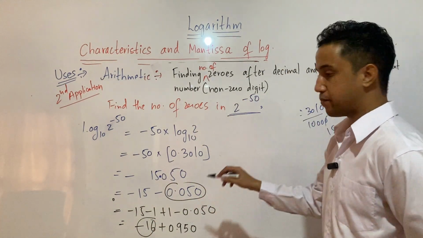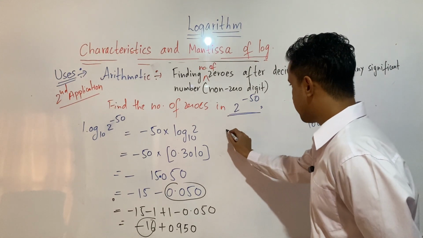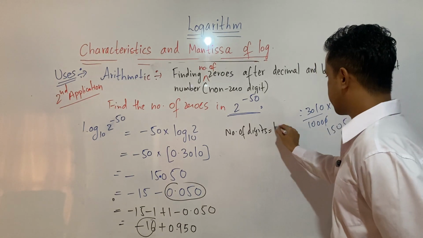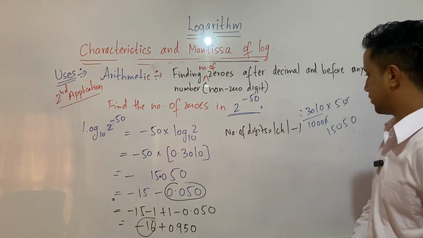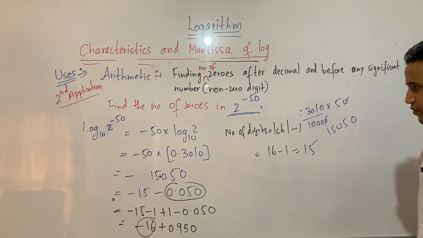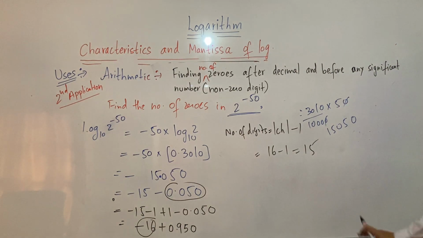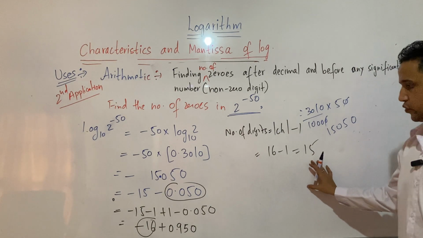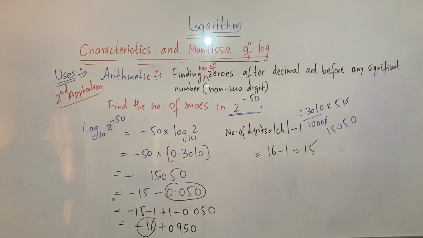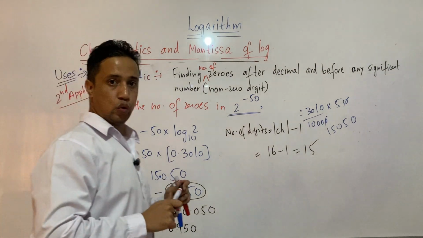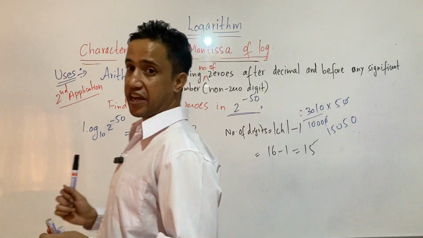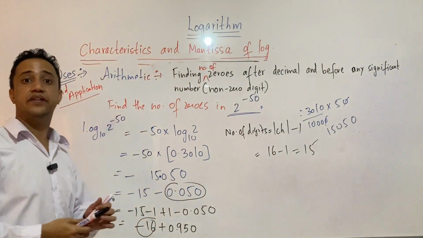But we have to take the magnitude. So the number of zeros is going to be characteristic minus 1. So it's going to be 16 minus 1, 15, right? I hope it is clear to you. Okay, so that's how you can find the number of zeros, and you can also calculate the number of digits. These are the two use cases of common logarithm in arithmetic.